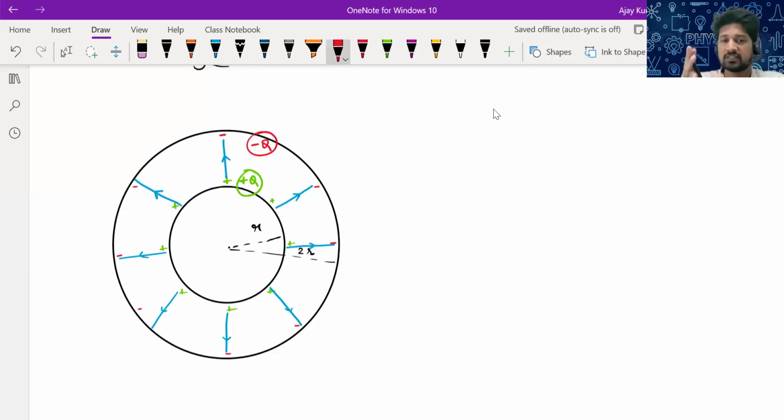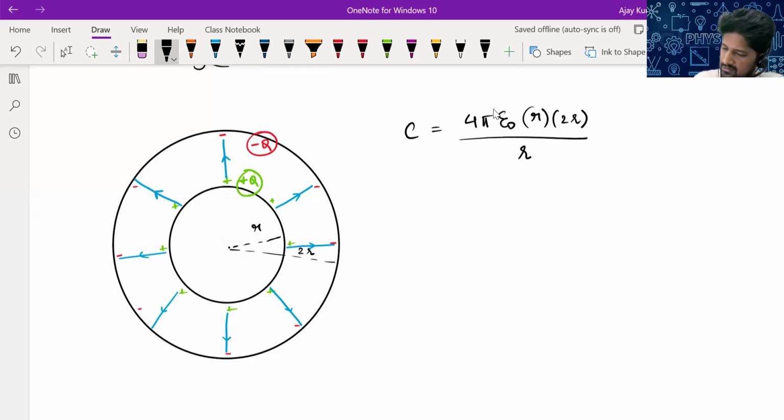You can think of this as a spherical capacitor. What is the capacitance of a spherical capacitor? 4 pi epsilon naught, assuming there is vacuum between them, 4 pi epsilon naught AB by B minus A. AB means r into 2r, divided by B minus A, which means 2r minus r. So that becomes 8 pi epsilon naught into r. That is the capacitance of this spherical capacitor.